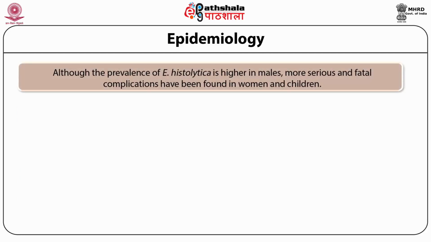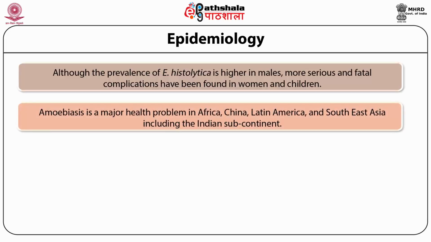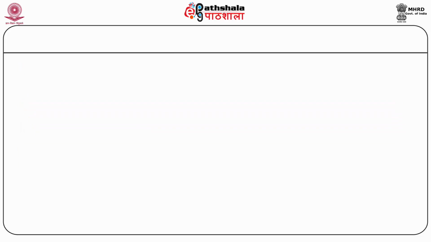Although the prevalence of Entamoeba histolytica is higher in males, more serious and fatal complications have been found, however, in women and children. Amoebiasis is a major health problem in Africa, China, Latin America, and Southeast Asia, including the Indian subcontinent. The prevalence of infection is about 50% in areas of Central and South America, Africa, and Asia, which we have already done, if you recall, in our earlier module.